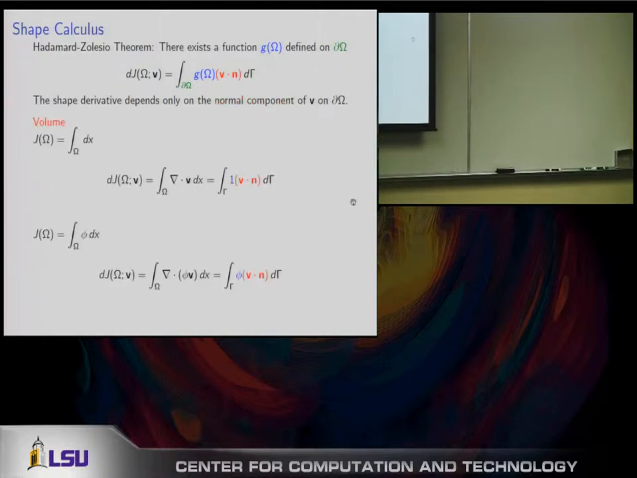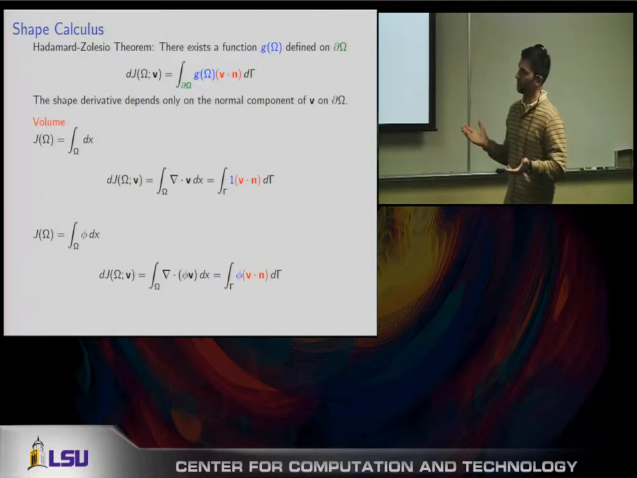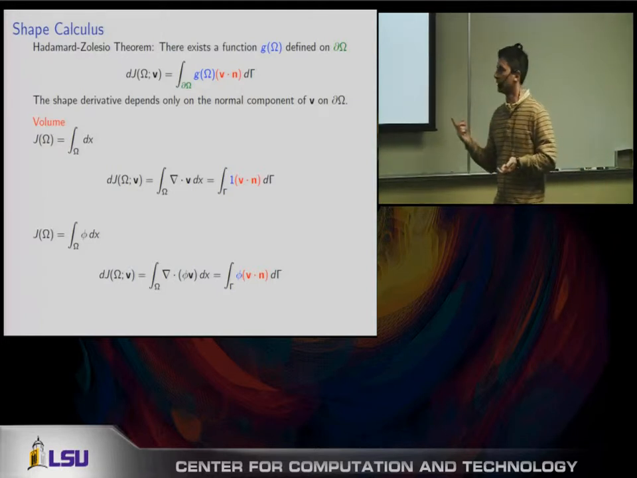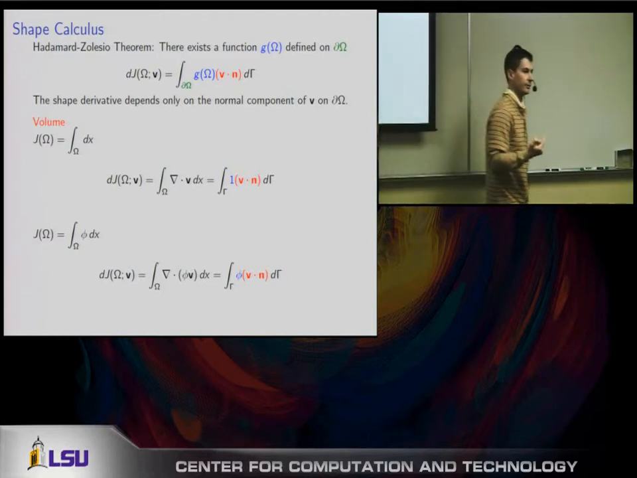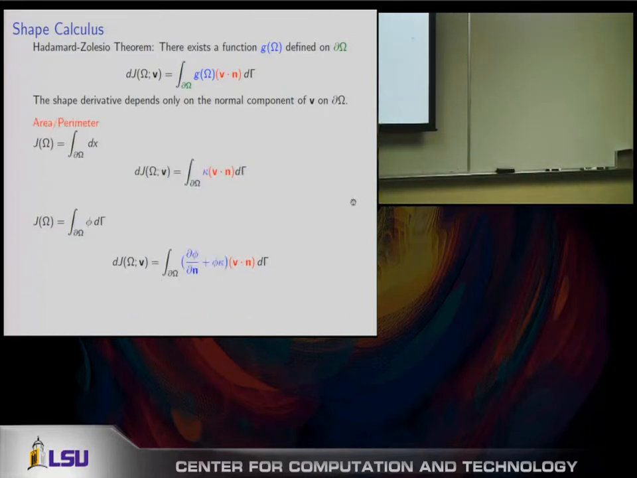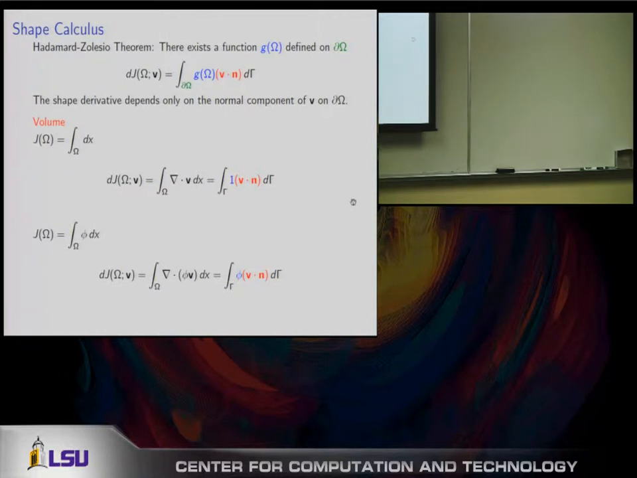So before getting more into results, just a couple of quick examples. The simplest shape functional would be the volume. You're integrating 1 over the domain. In that case, you do the computation, and it's not too hard to see that the shape derivative is given by the divergence of the direction field. You use the divergence theorem, and you can write that integral as a boundary integral, and that's how you get that 1 is the shape derivative for the volume functional. If you put some density there, then that density is the shape derivative.